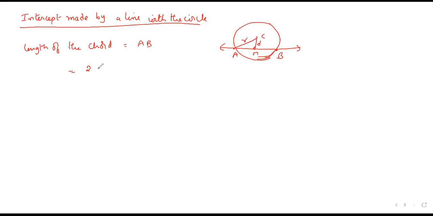AB equals 2 times AM, because any line passing through the center bisects all the chords. So 2 into AM, and from the right angle triangle, AM equals root r square minus d square. So 2 into root r square minus d square is the length of the chord, or intercept made by the circle on the line. And d is the perpendicular distance from the center, so by using mod ax1 plus by1 plus c by root a square plus b square, we find the perpendicular distance.